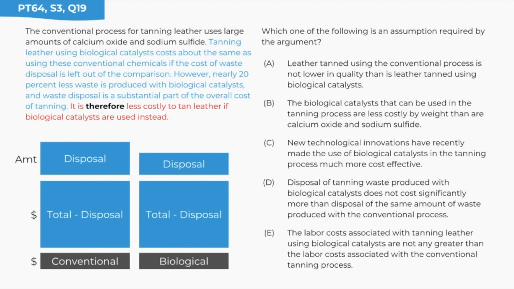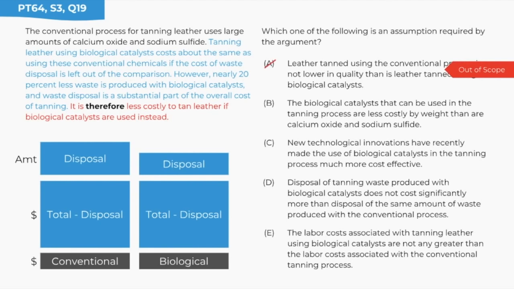Answer choice A says that leather tanned using the conventional process is not lower in quality than is leather tanned using biological catalysts. Well, the quality of leather isn't really relevant to this argument. It's all about the cost of production, and what people think about it afterwards doesn't matter. So this one's out of scope.